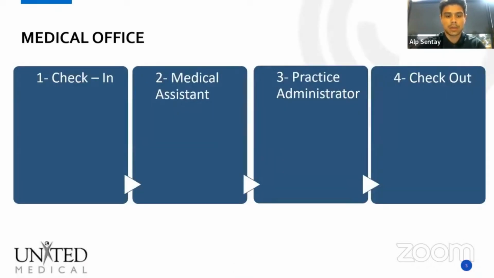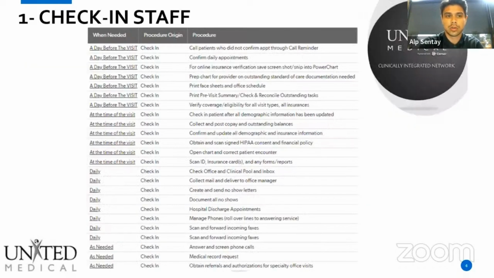So there are four types of functions in a medical office. These are 1, your check-in people, 2, your medical assistants, 3, your practice administrator, and finally 4, your checkout staff. And each of these have different functions that they do on a daily basis, on a weekly basis. So we kind of broke this down with each role. So the first role is for the check-in staff. When we divided these into different categories, we divided it by when needed, what kind of function does this need, and what do they need to do.